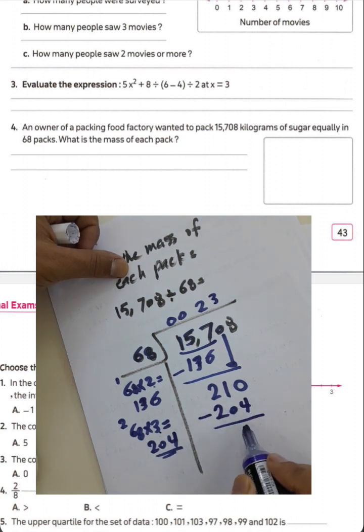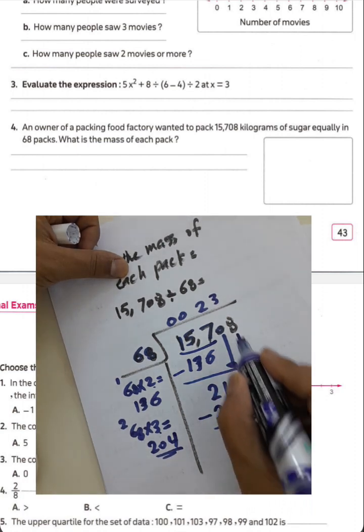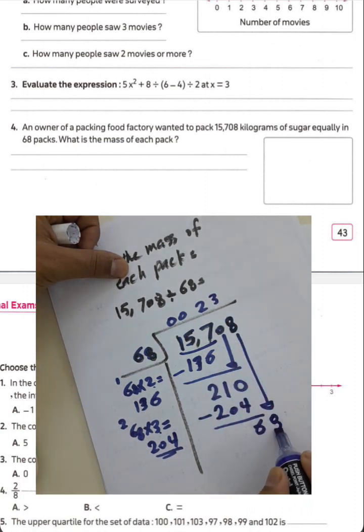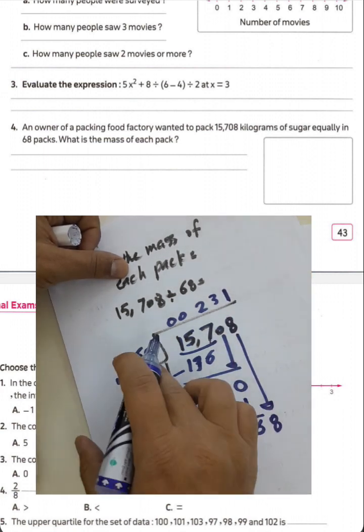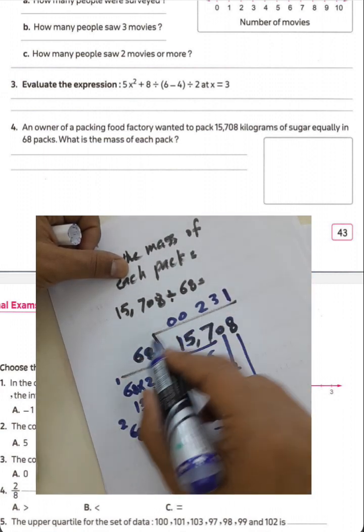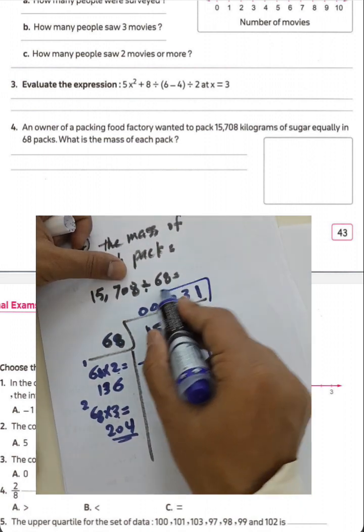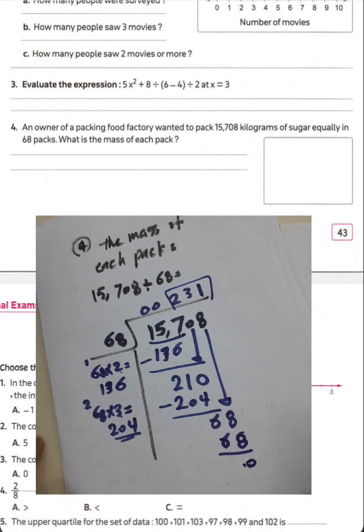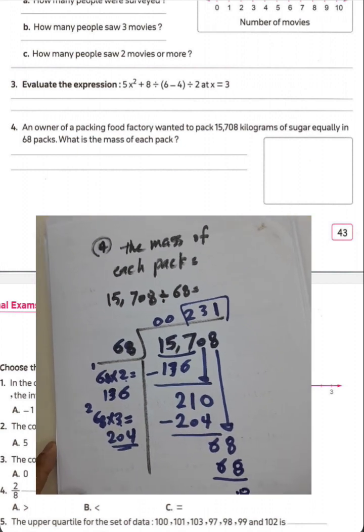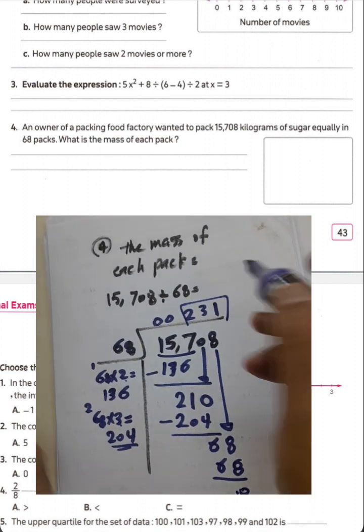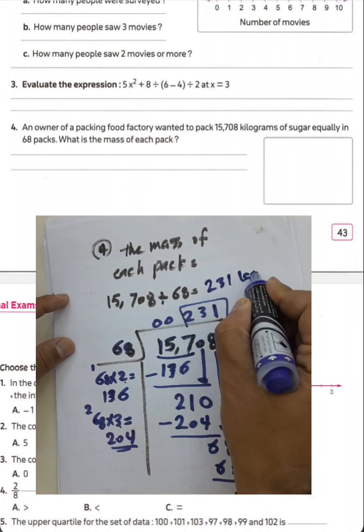Find the difference between 210 and 204, it will be 6, and then drop the digit 8 here, it will be 68 divided by 68 equals 1. We have the same numbers, and then 1 times 68 equals 68. Okay, then the mass of each bag equals 231 kilograms. Okay.